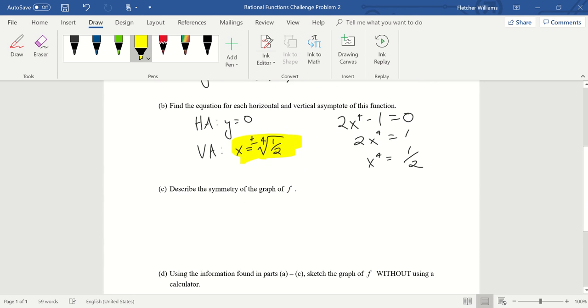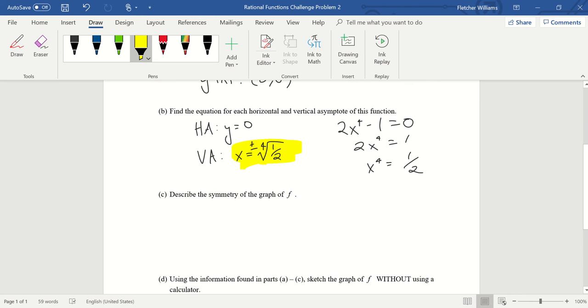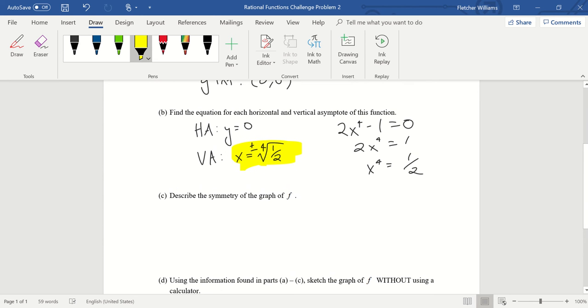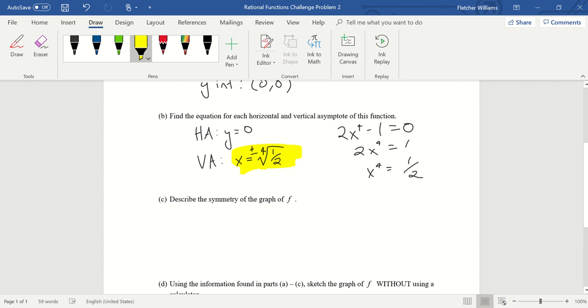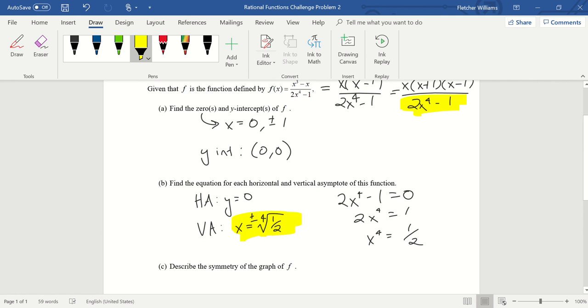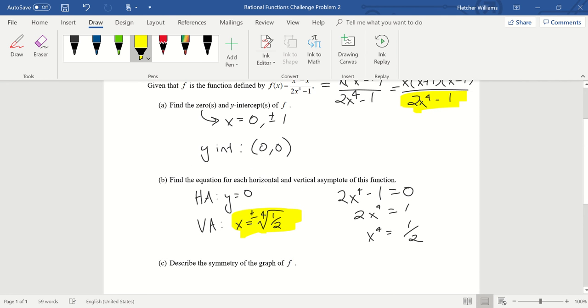Describe the symmetry of the graph of f. So I said that, to find if it's even, then f of negative x has to equal f of x, or negative f of negative x would equal f of x if it's odd. Yeah, Ian? Wasn't the horizontal asymptote case 3?